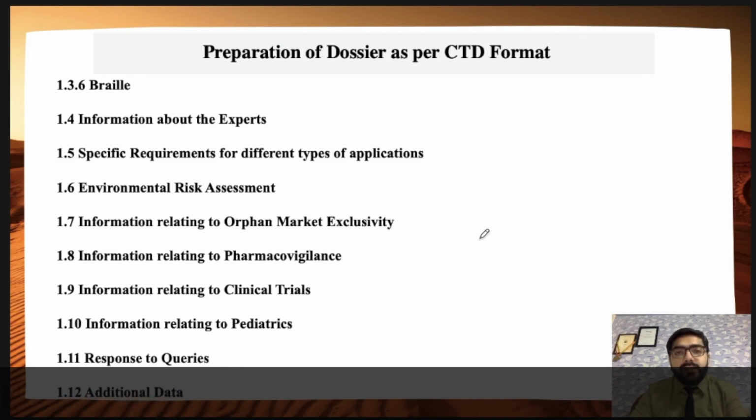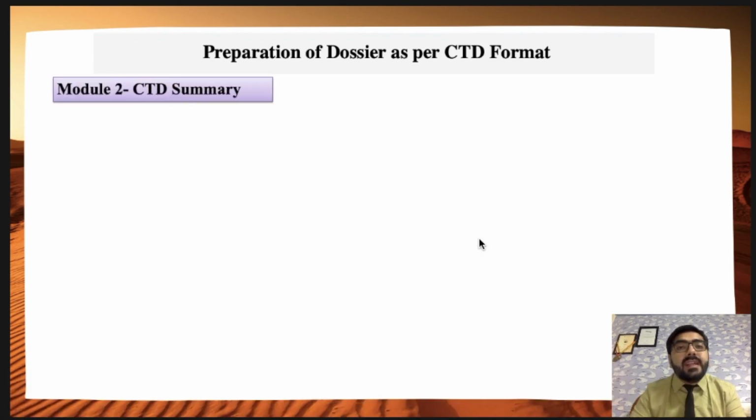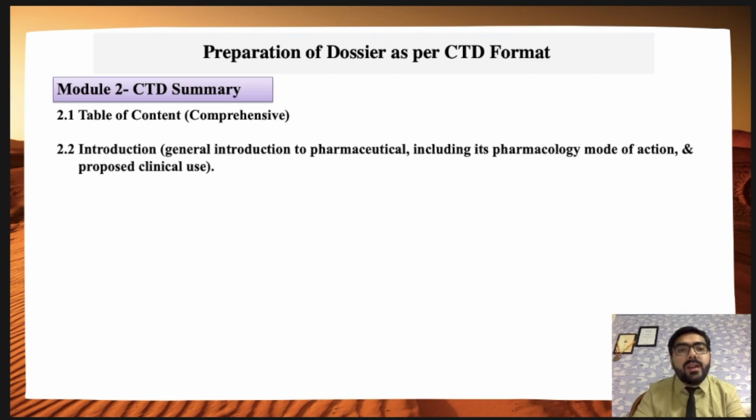Now coming to additional data. Then coming to module 2, which is CTD summary. This is basically a format, like CTD gives the specification on how to prepare the dossier and submit to the regulatory agency. So accordingly, we have to compile all the data in this format and then submit to the regulatory agency. So in CTD summary, there is a table of content, like we have to submit the table of content, then introduction.